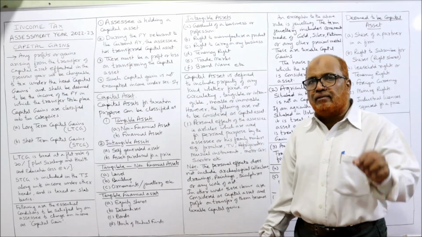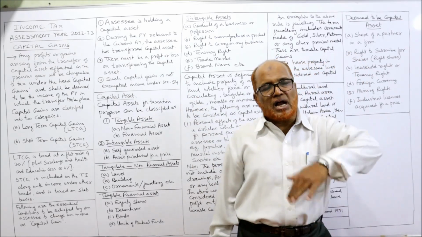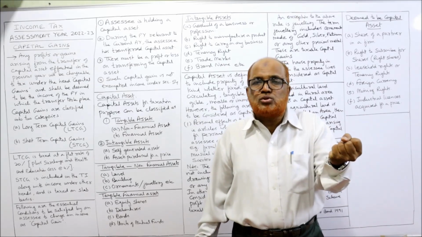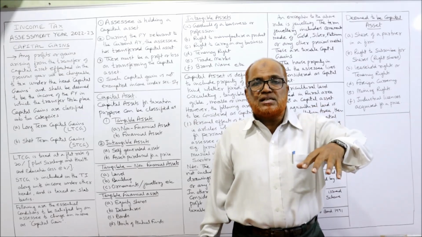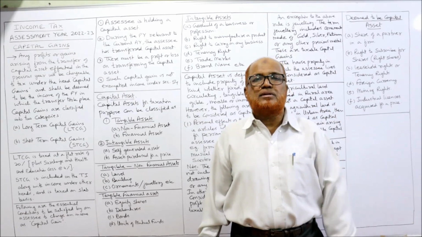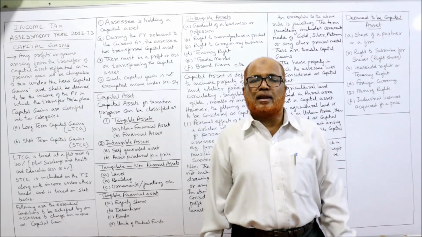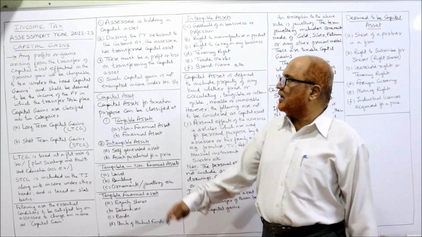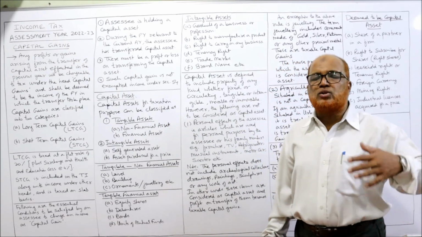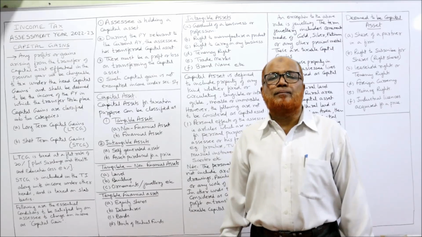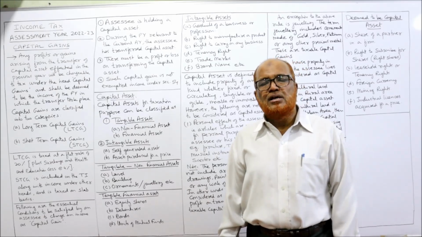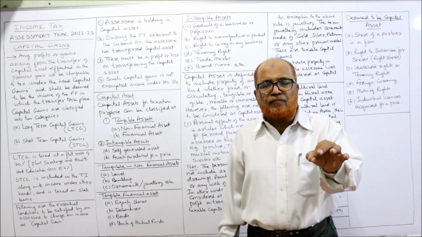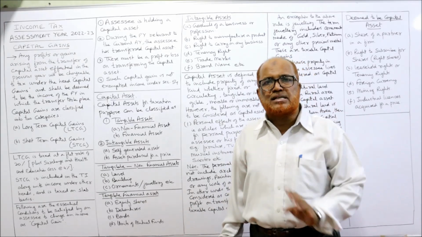Secondly, during the previous year, relevant to the current assessment year, the assessee has transferred the capital asset. If only holding the capital asset, there is no capital gain. If the assessee has transferred the capital asset during the previous year, relevant to the current assessment year, then only it will be taxable under capital gain. Thirdly, there must be a profit or loss arising on the transfer of capital asset. If there is no profit, no loss, not taxable. Only if there is a profit on transfer of the capital asset, it is taxable.